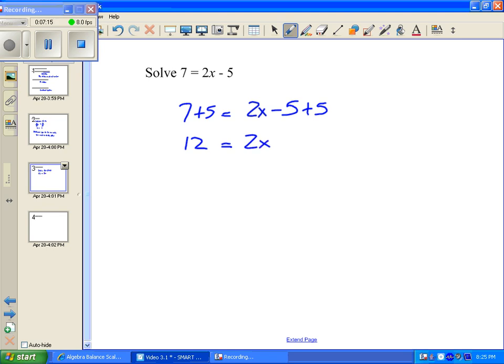Now, I don't want to know what 2x is. I want to know what 1x is. So 2 times x, the opposite of timesing is dividing. So I divide by 2, and I'll get 6 is equal to x. And that's my solution. That's the value that if I plug it in here, 2 times 6 minus 5, I will get 7. So 2 times 6 is 12, minus 5, yep, that's 7.